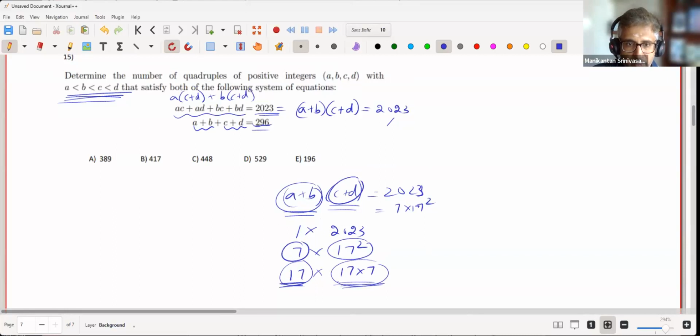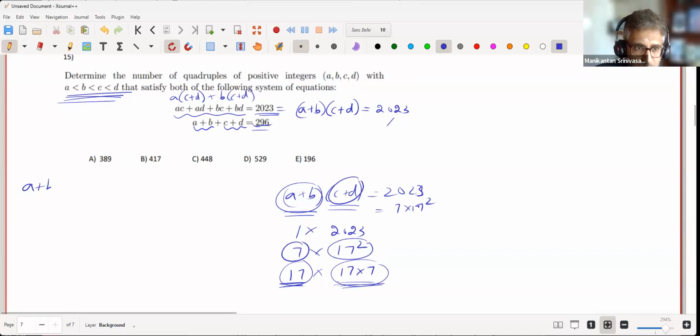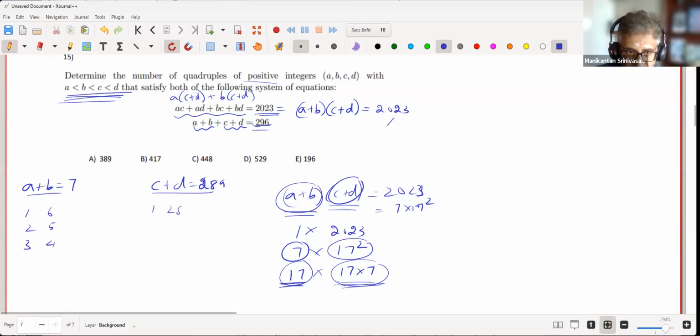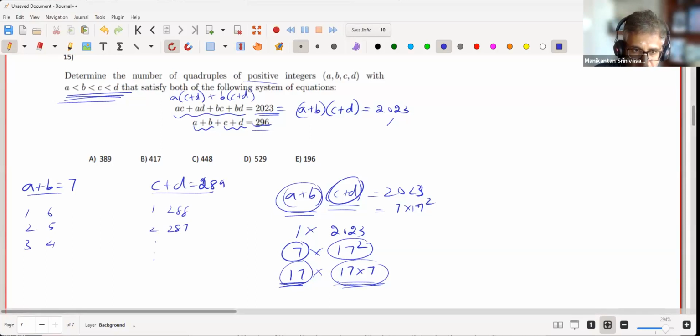Okay, so now our problem becomes slightly simpler. So two separate problems. A plus B is 7. And then C plus D is 17 square, which is 289. Okay, so how many combinations do we have with A plus B equal to 7? So positive integers, right? And A is less than B. So we have 1, 6, 2, 5, 3, 4. Those are only 3 possibilities. And here we have 1, 288, 2, 287, all the way till C has to be smaller, so it has to be 144, 145.